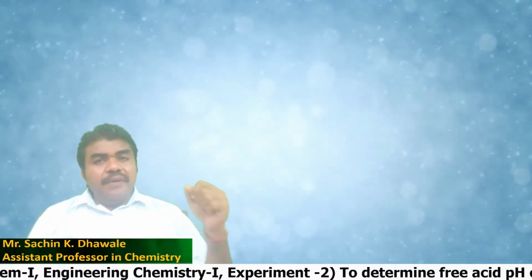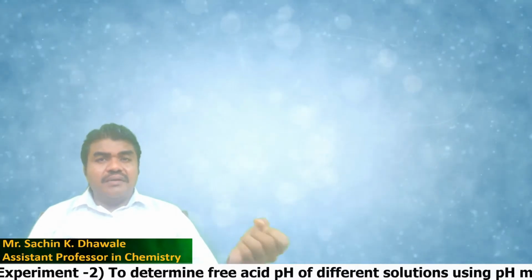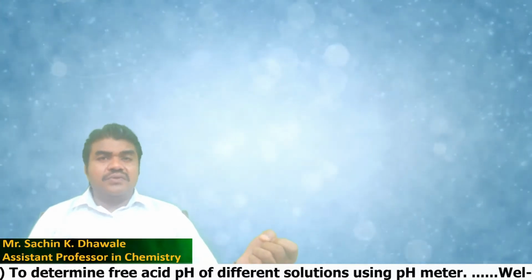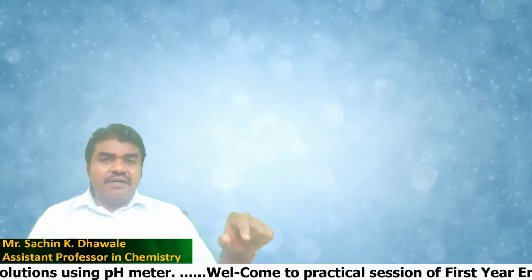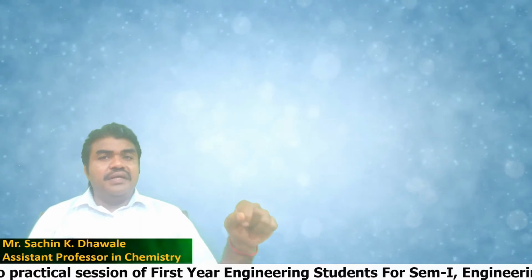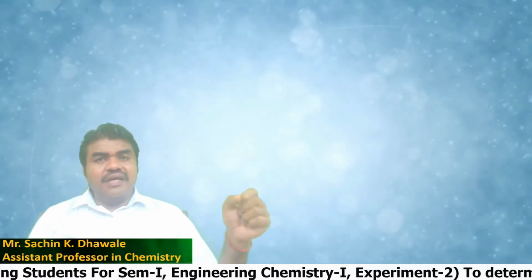So this is a method which does not give an accurate pH of a given solution, because that method gives just information regarding the pH of the corresponding sample in between the range 0 to 2, 2 to 4. So in that way it gives a range of pH.